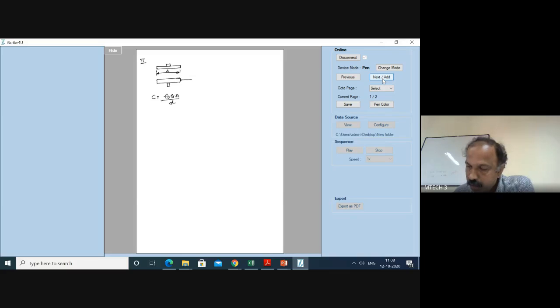Now I will move this plate in the X direction. Are you understanding? X direction movement. Now what has happened? This part is as it is. Now I'll just move this plate, and it is going to become like this. What is going to happen to the area of overlap? Will it increase or reduce?